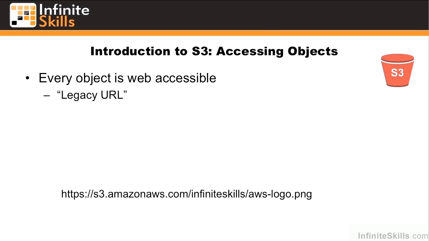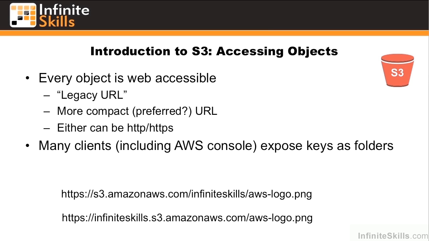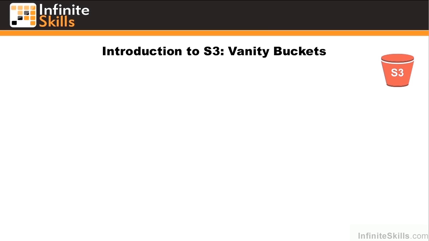There's also legacy URLs and a more compact and possibly preferred URL. You can see the one on the top has the bucket name after s3.amazonaws, whereas the one on the bottom has the bucket name as part of the domain. Either can be HTTP or HTTPS. Many clients, including the AWS console, expose the keys as folders. A popular solution named CloudBerry actually does this as well, so that I can browse through anything that has Infinite Skills/ and it looks like those are actually contained inside of the folder. Again, this is just a key.